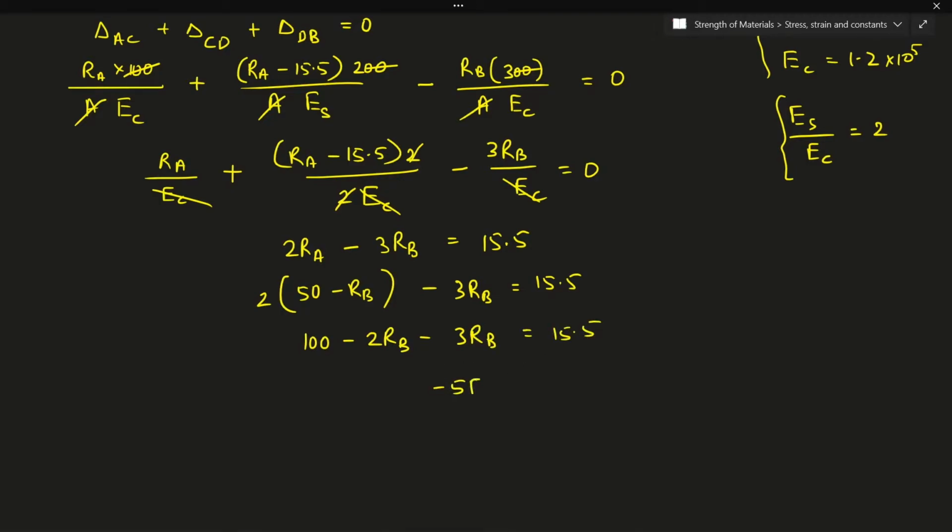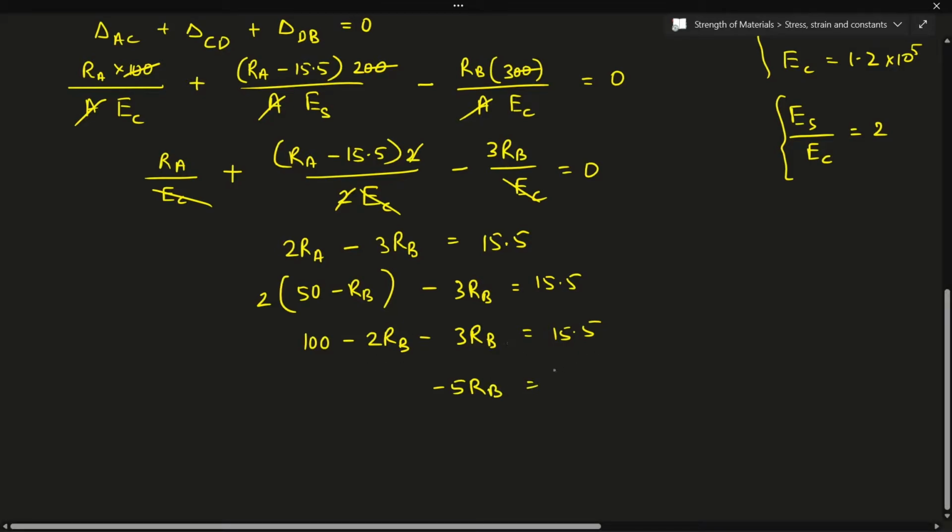Now minus 5RB is equal to, if I send 100 to the other side, I'll have minus 84.5, and now RB will be equal to 84.5 divided by 5, which will give me 16.9 kilonewton. So remember, this is in kilonewton. I have not substituted into 10 to the power of 5 here.